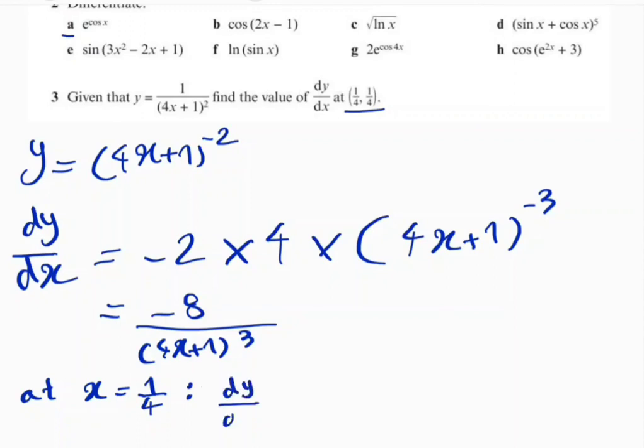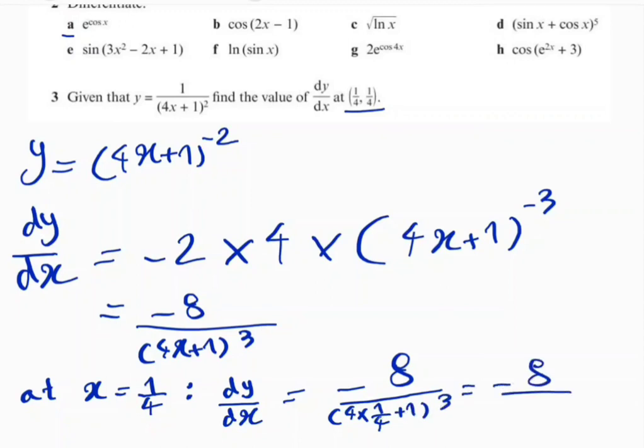At x equal to 1/4, dy/dx is equal to minus 8 over (4 times a quarter plus 1) cubed, which is minus 8 over, so here 1 plus 1 is 2, 2 to the power of 3 is 8, which is minus 1, and that's it. So that's the derivative at this point.